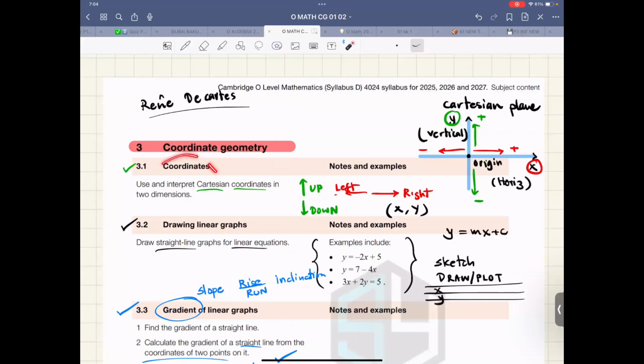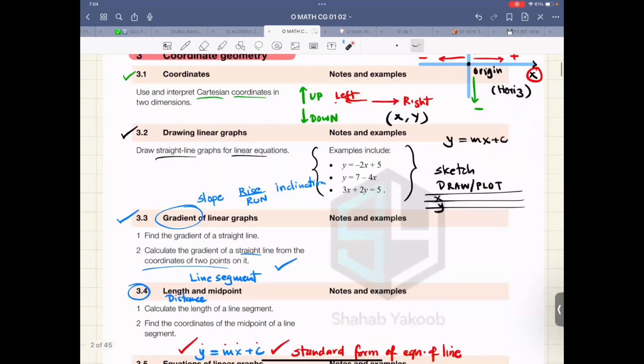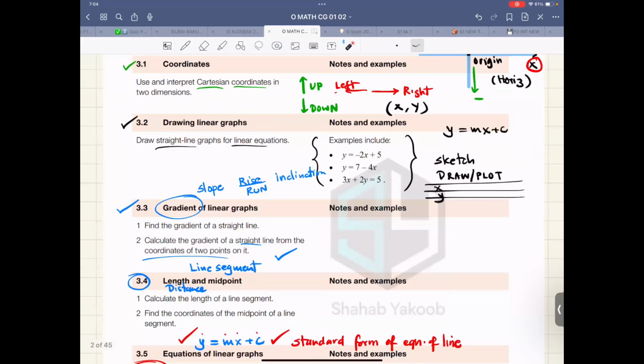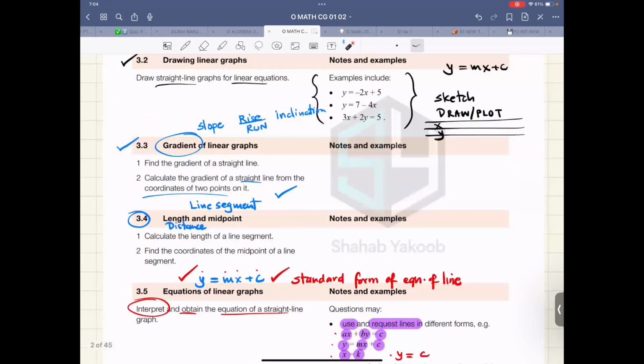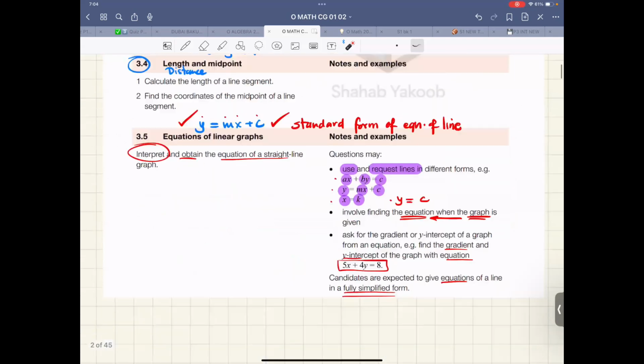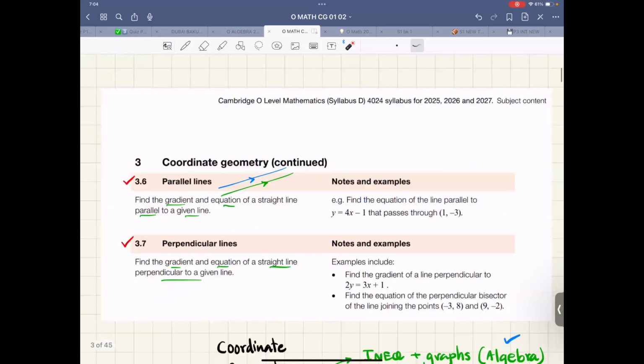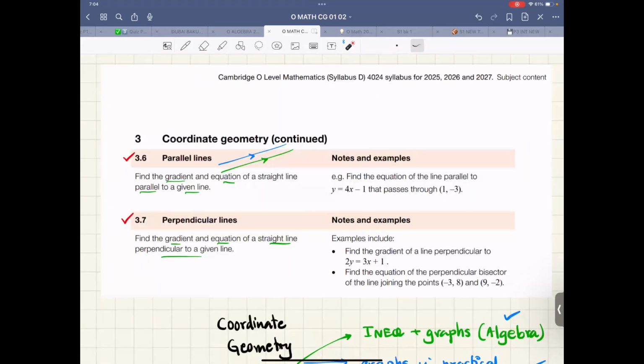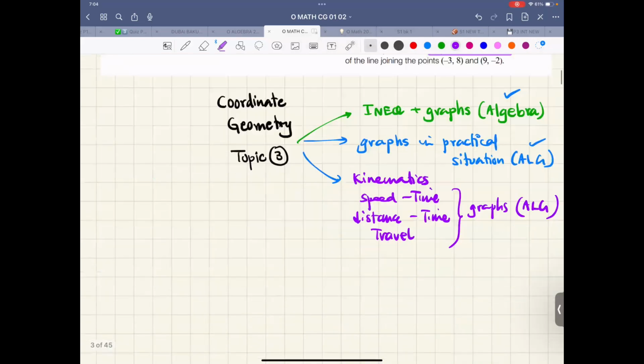We were talking about coordinates. We were talking about drawing linear graphs. This we have done also in graphical solution of equation, which we have studied under algebra, gradient concept, length and midpoint, equation of linear graphs. And then we are talking about parallel lines. We are talking about perpendicular lines. And in perpendicular lines, we'll also be talking about the concept of perpendicular bisector.